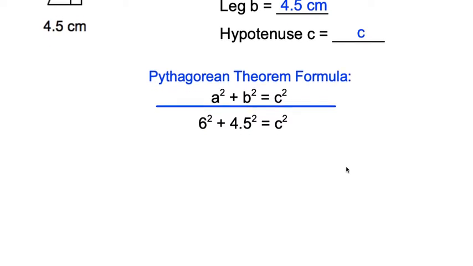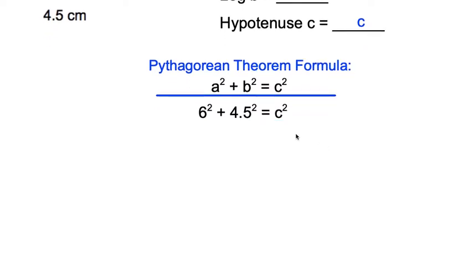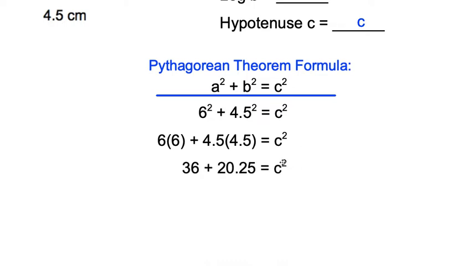When I say squared, it just means take the number to the second power, or multiply it by itself. So 6 squared means 6 times 6. 4.5 squared means 4.5 times 4.5. Do your calculations and find the sum. We get 56.25 is equal to C squared.